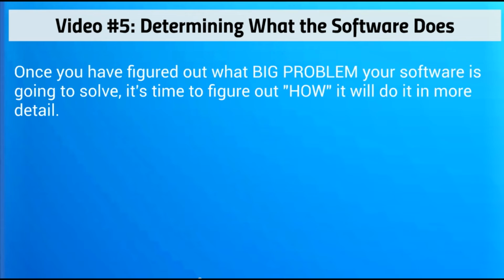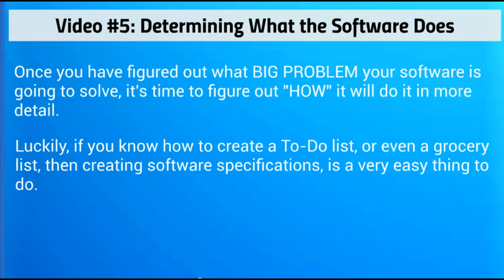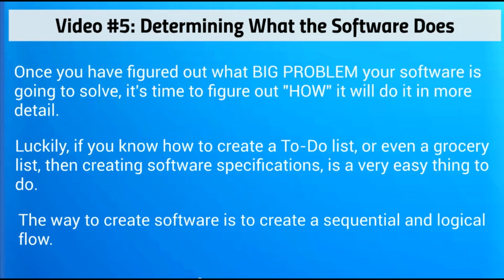So now we need to dig deeper and create what we call a to-do list. And if you've created grocery lists or to-do lists, then creating software specifications is actually very similar. It's a very easy thing to do once you have figured out what kind of problem it'll solve and how it will go about doing that. And that's what we're going to do in this particular video.